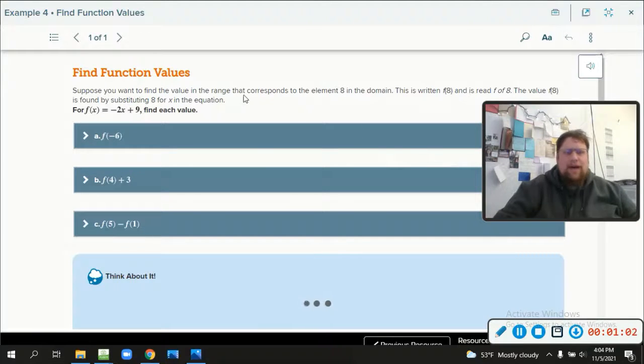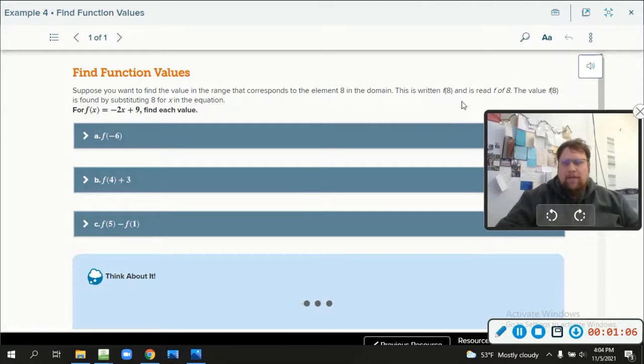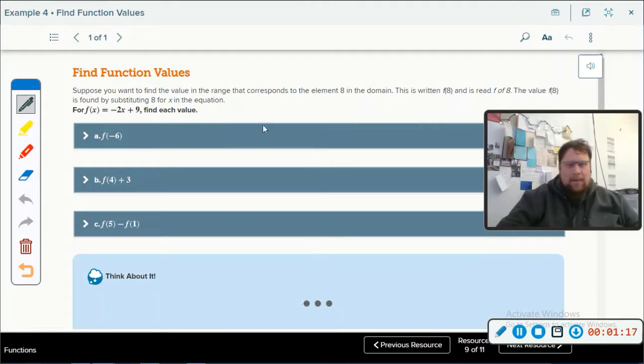Suppose you want to find the value in the range that corresponds to the element 8 in the domain. This is written f of 8 and is read f of 8. The value of f of 8 is found by substituting 8 for x in the equation. So for example, in this equation right here, if I'm going to substitute in 8, I'm going to get f of 8 is equal to negative 2 times 8 plus 9. That becomes negative 16. What's negative 16 plus 9? It's 9 minus 16, or negative 7.